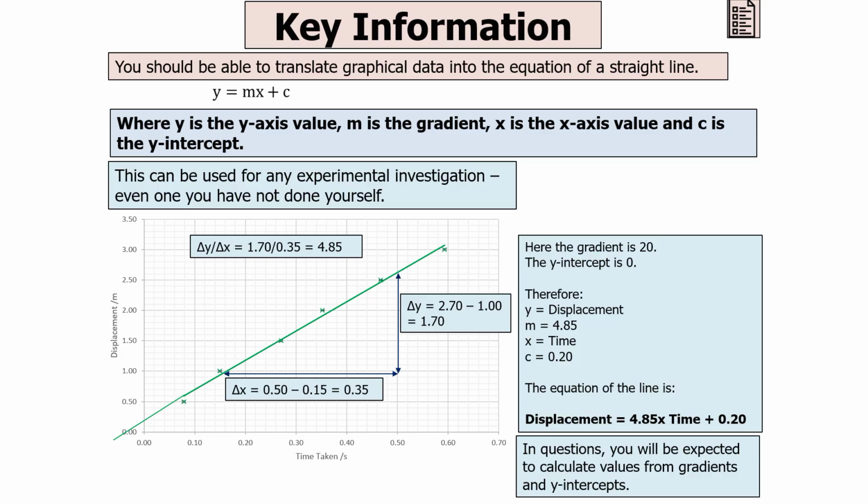Now, again, you can see here, you can calculate values which link into different parts of the graph to work out key things. So in this particular experimental investigation, displacement is on the y-axis, time is on the x-axis. In this instance, the gradient is 4.85 and c is 0.20. So we can rewrite this as an equation, which is displacement is equal to 4.85 times time plus 0.20. In questions, you'll be expected to calculate values from gradients and y-intercepts.